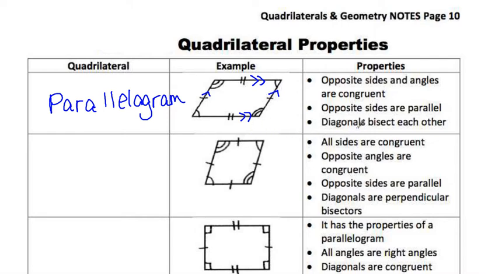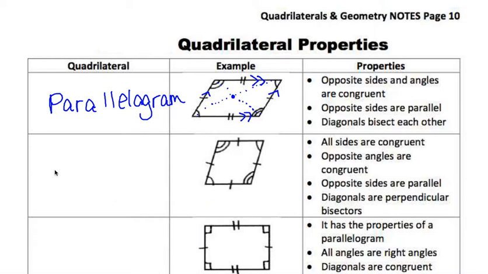And then the diagonals bisect each other. So what that means is when I draw a diagonal through this shape from corner to corner, and I draw one from the other corner, they're going to intersect right here in the middle. So the diagonals I draw through the corners are going to intersect in the middle of the shape.